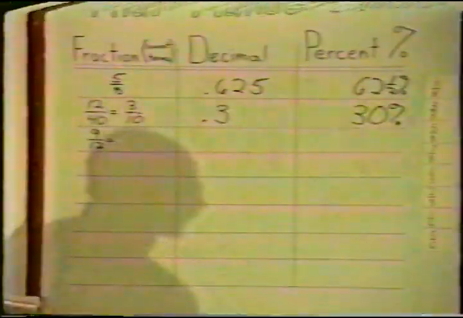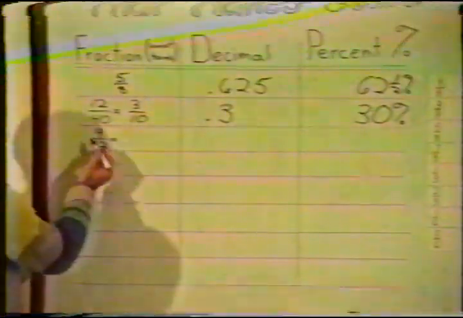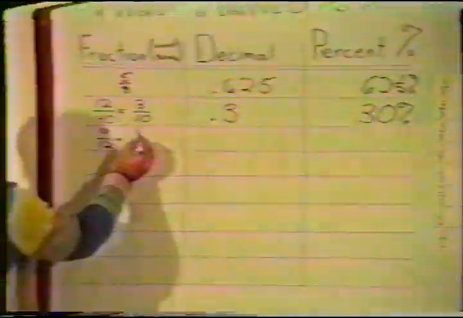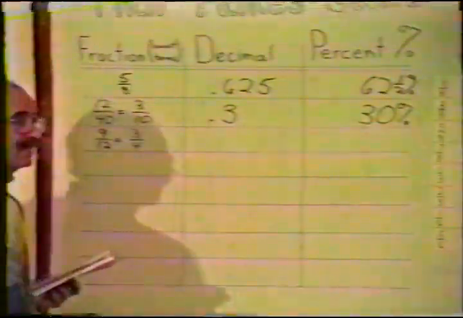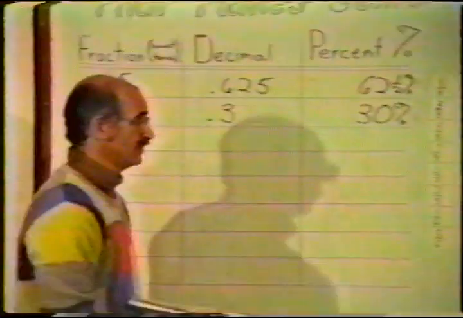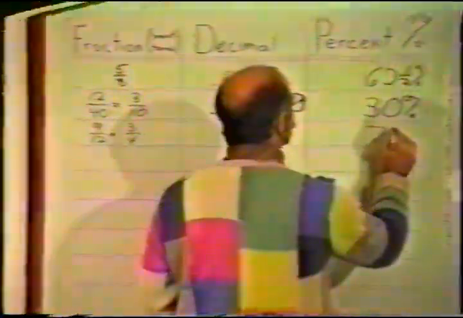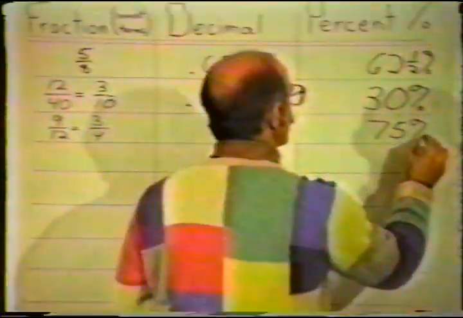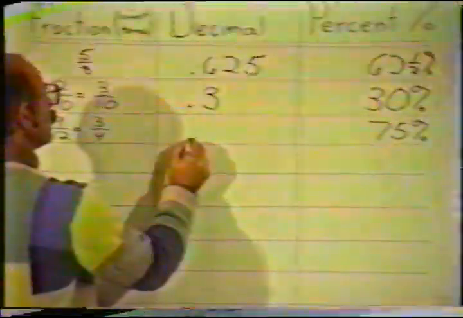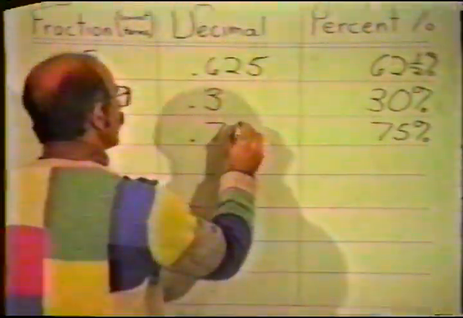The next one is 9/12. We can reduce that. What number should we use? 3. 3 into 9. 3. 3 into 12. 4. How much percent is 3/4? 75%. 75%. And as a decimal, 0.75.